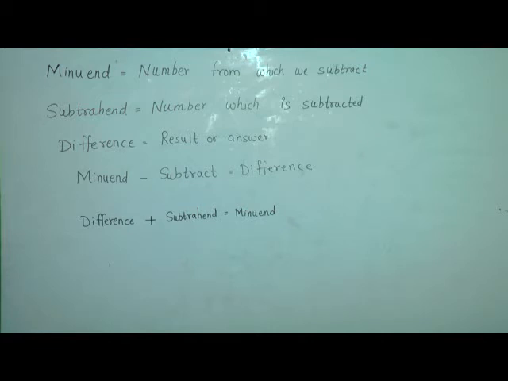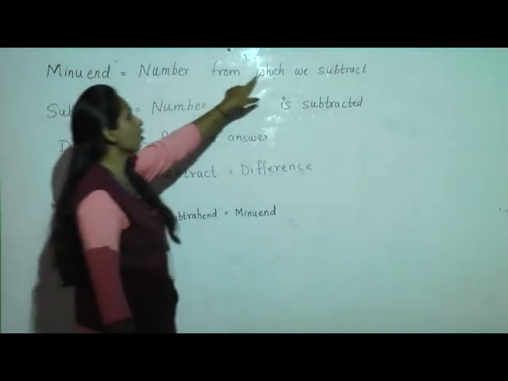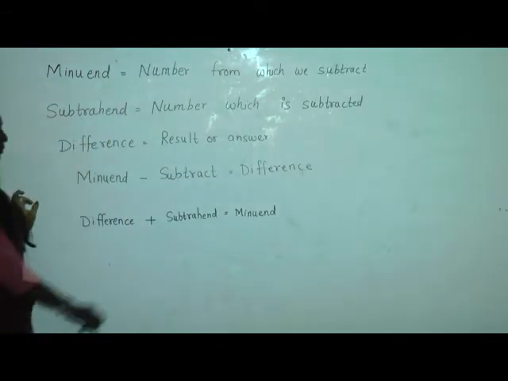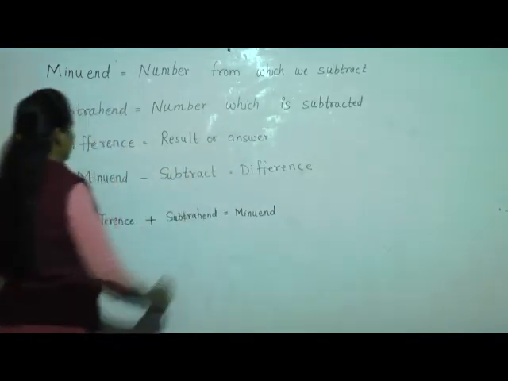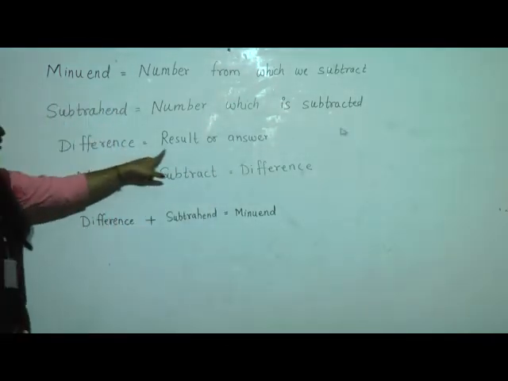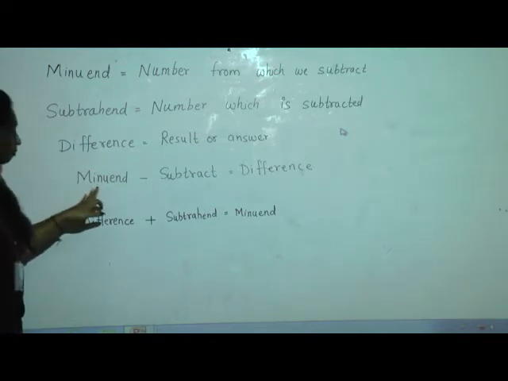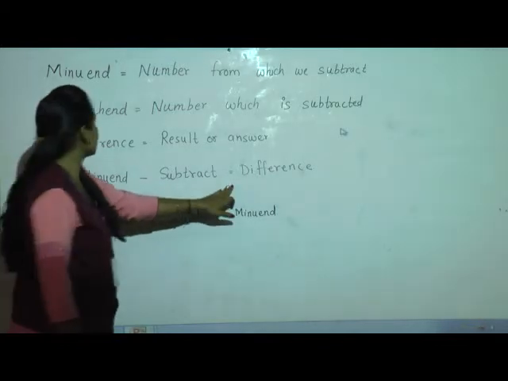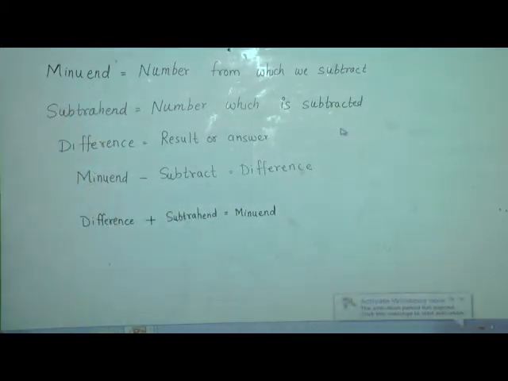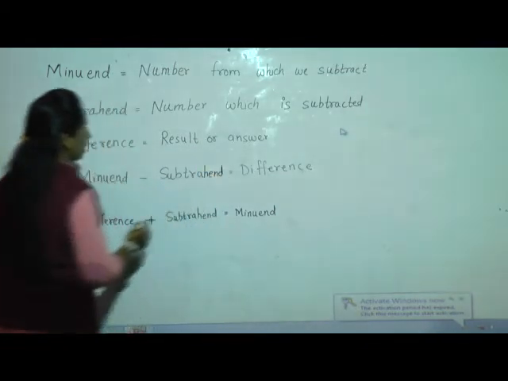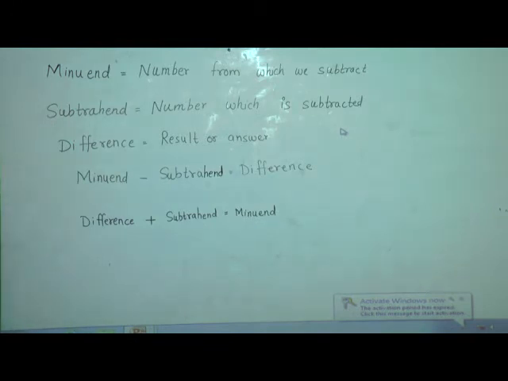Before doing subtraction you should know few terms. So what are those? Minuend. Minuend means the number from which we subtract. The next is subtrahend. What is meant by subtrahend? The number which is subtracted. And the difference means result or answer. So what they want to say here: minuend minus subtrahend is equal to difference.